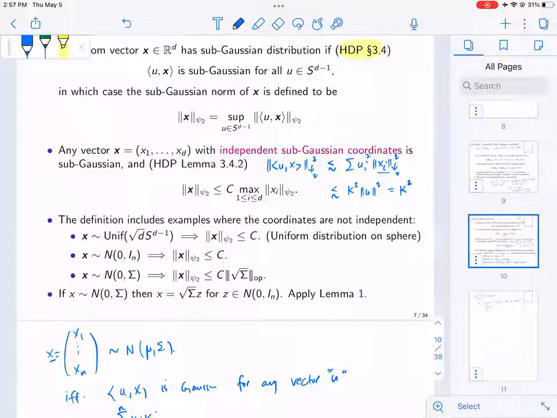The other cases, where things are not independent: for example, the uniform distribution over the sphere of radius root d in R^d. Then it's a sub-Gaussian vector with constant sub-Gaussian norm. The canonical Gaussian is the same; this follows easily from the above. The more interesting case is a multivariate Gaussian with zero mean. This is a sub-Gaussian vector with sub-Gaussian norm bounded by the square root of the operator norm of the covariance matrix.